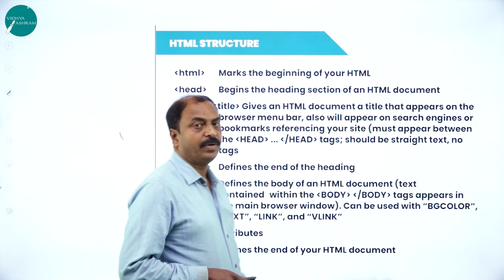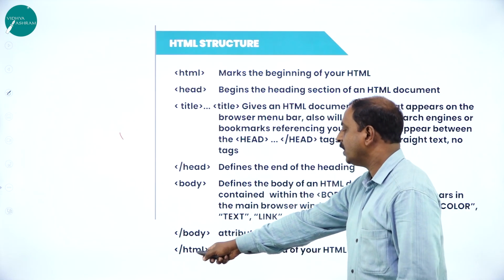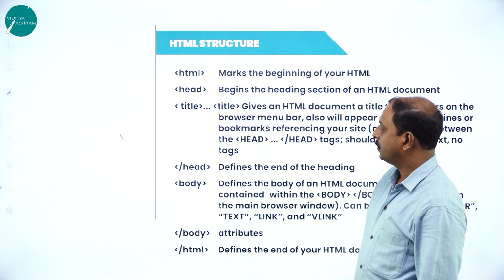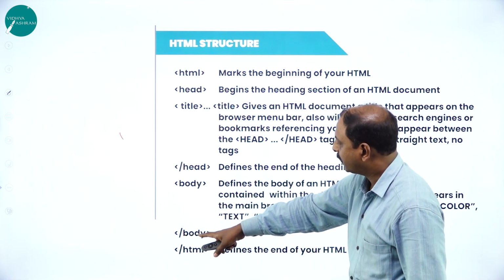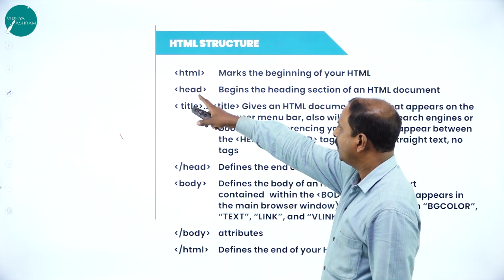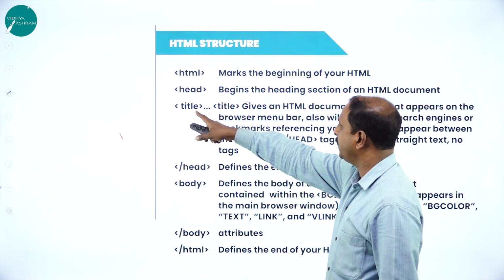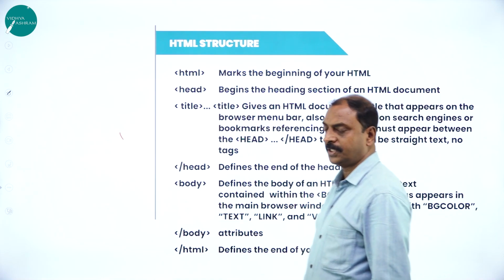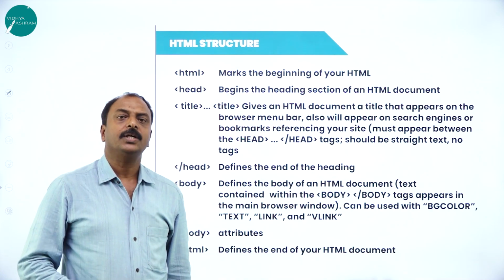And finally, we have to close this body tag here. Then after that, we have to close the HTML tag. So this is the open tag and this is the close tag. Again here, the head has an open tag and a close tag, and in between, inside that, we have the title tag, which has to be closed here. So this is the general structure of an HTML document.